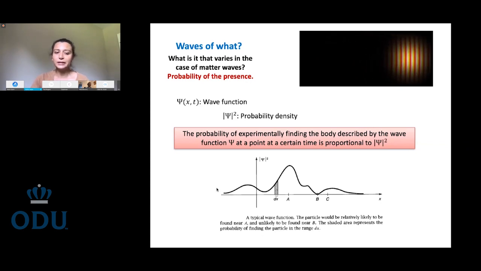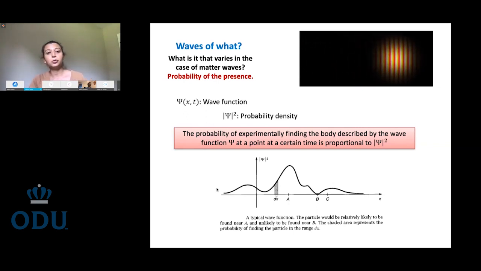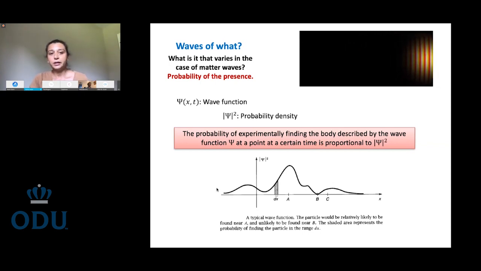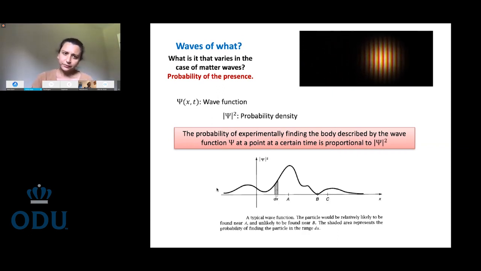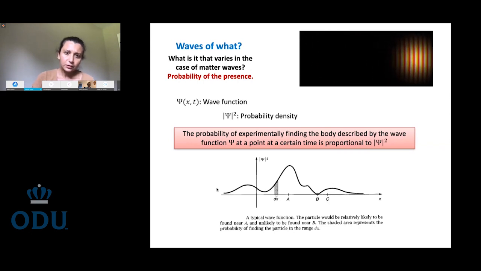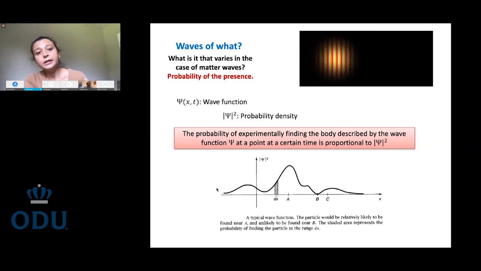Now the wave function itself doesn't have a direct physical interpretation, because when we say probability, it's between 0 and 1. 0 means the object is definitely not there, 1 means the object is definitely there, and it can be some value in between. Say 0.3 means there's a 30% chance that you find the object there. The wave function itself can be negative, but the probability has to be positive, so we use the square of its absolute value, which is called probability density.